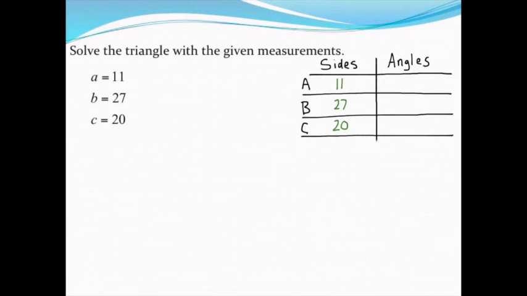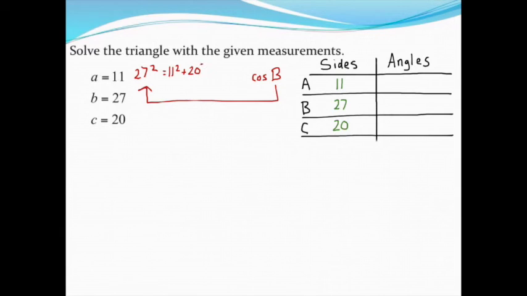The way law of cosines works is that the angle is the angle in the back. Since we're ending with angle B, we're going to start with side B, which is 27. So 27 squared is my side. I'm going to put that equal to the other two sides squared added together. So 11 squared plus 20 squared.